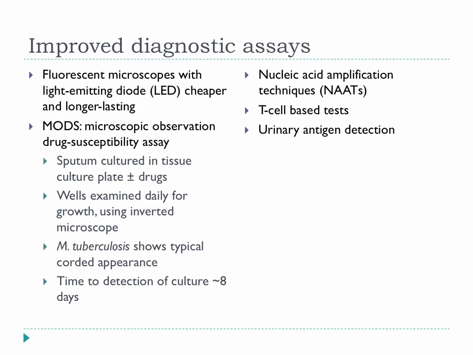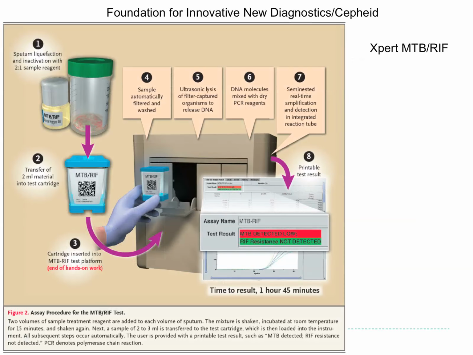A variety of other tests: PCR-based tests like amplification tests, and a T-cell-based test, which has a lot of interest in this country. You can actually do what they call an ELISpot test, where you can detect T cells active against certain antigens from TB, and they seem to be more specific than your Mantoux test. There are also efforts to detect urinary antigen.